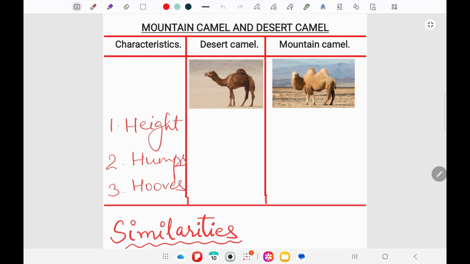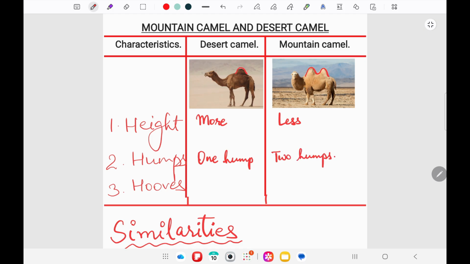The height of the desert camel is more as compared to that of the mountain camel. Why? So that they can stay away from the sand. While in case of the mountain camel, the height is less because they need to balance themselves in the hilly areas. Then comes the hump. The desert camel has one hump. You see over here, it has got one hump. While the mountain camel has got two humps.